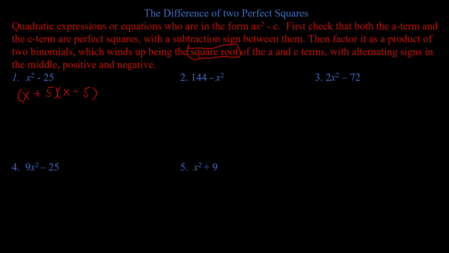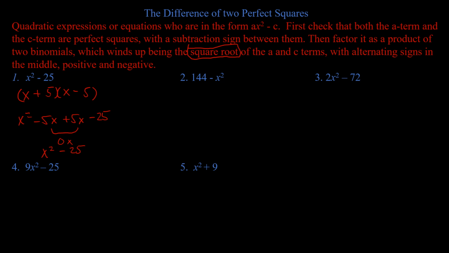Remember that you can check by FOILing. So x times x is x squared. x times negative 5 is negative 5x. 5 times x is positive 5x. And 5 times negative 5 is negative 25. And you notice that these two terms become 0x, meaning they cancel out, so you're just left with x squared minus 25.